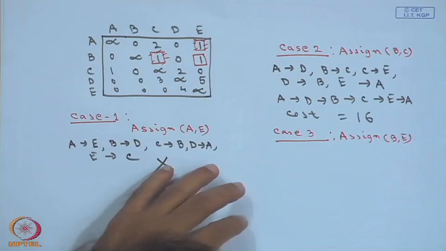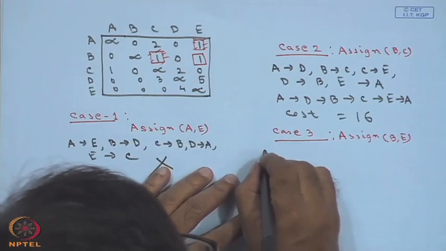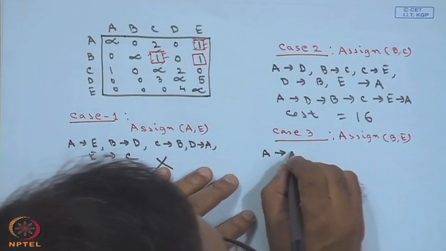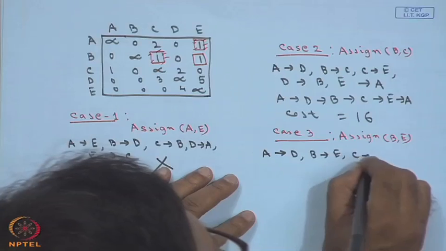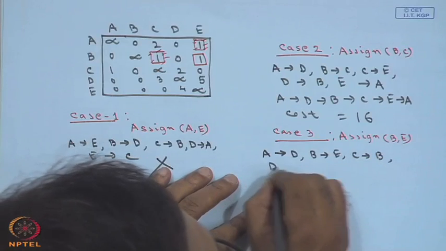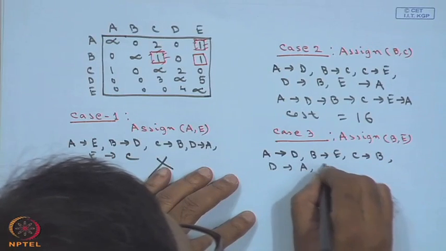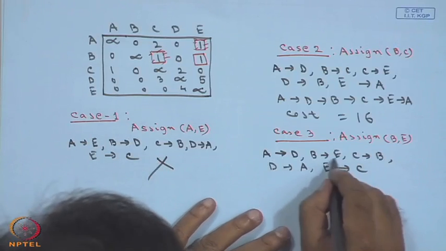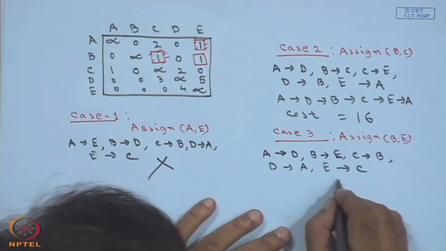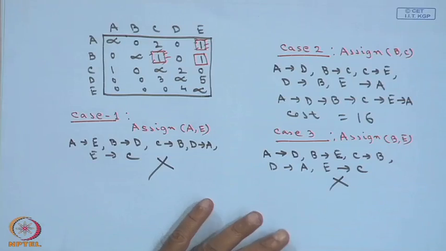If you assign B E, you will get the assignment as A to D, B to E, C to B, D to A and E to C. Again this path is not cyclic, although it is visiting all the cities, therefore, the solution is not optimum.